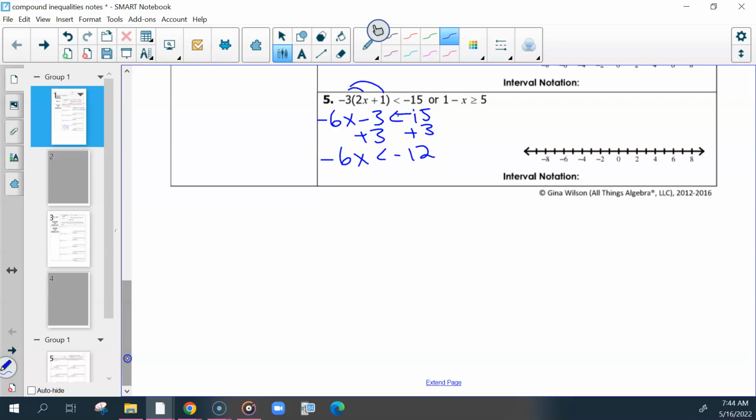And then what? Divide by -6. And with your inequalities, when you divide by a negative, you have to change the direction of the sign. So this is now x is greater than +2. So we can go ahead and graph that on our number line. That would be an open circle at 2 going to the right.